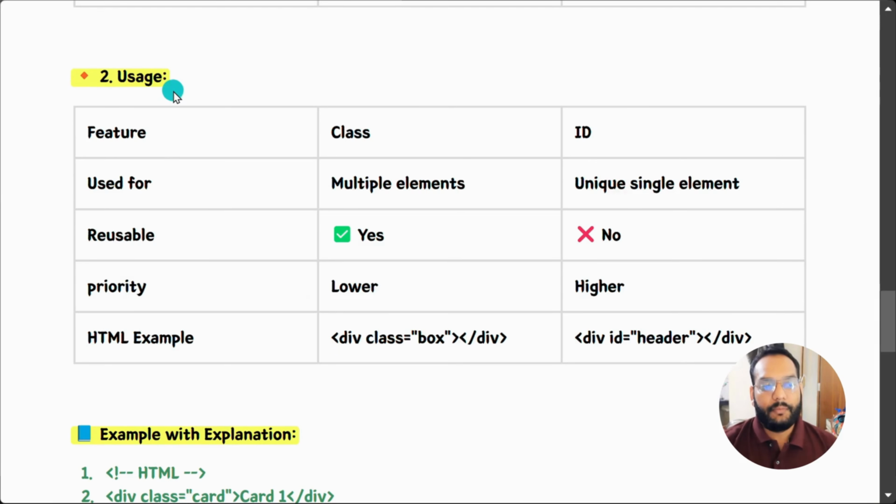And here we have a table for use cases for class and ID. So class is used for multiple elements and ID is used for a unique single element, and class is always reusable and ID is single time usable. And priority wise, class has lower priority and ID has higher priority. And you can see that in this example we have an element using a class named box and we have another element by ID header.